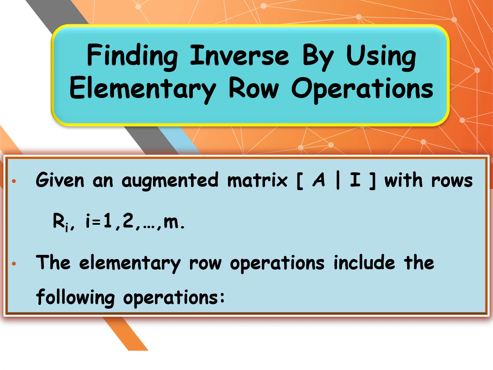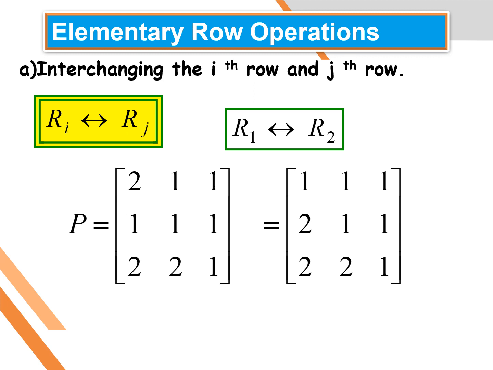Assalamualaikum and salam sejahtera. In this video, we are going to learn how to find the inverse of a matrix by using elementary row operation or ERO. The first elementary row operation says that if we interchange the i-th row and the j-th row, it will never change the nature of the matrices.